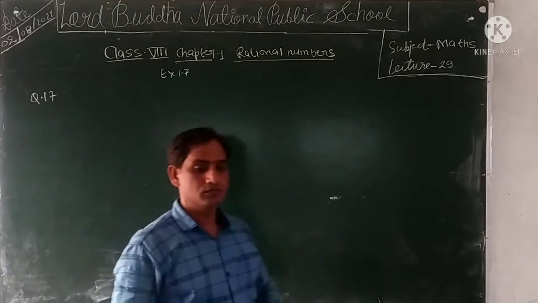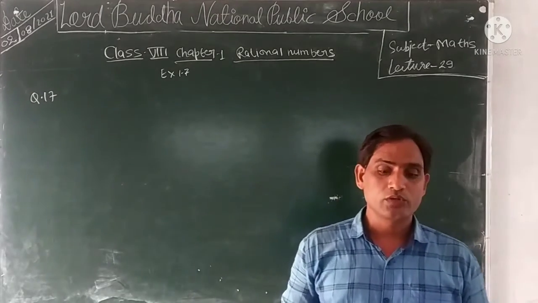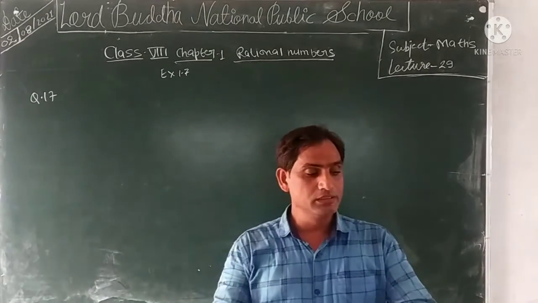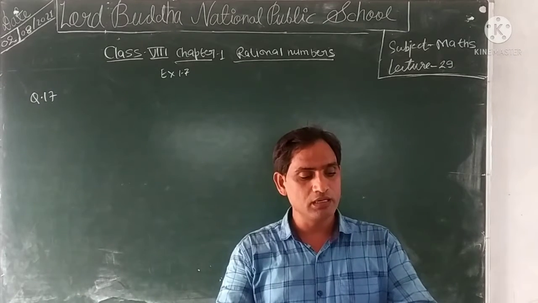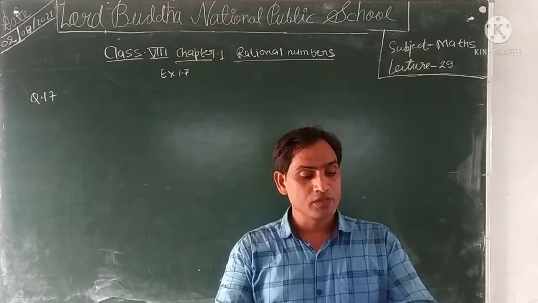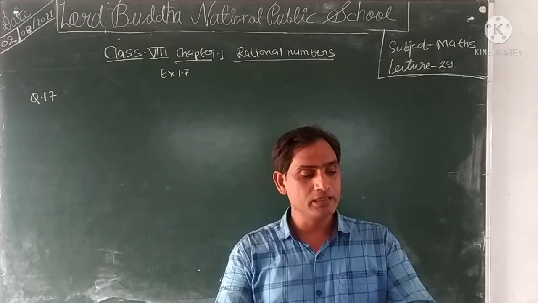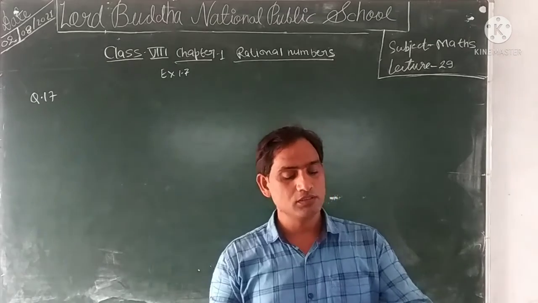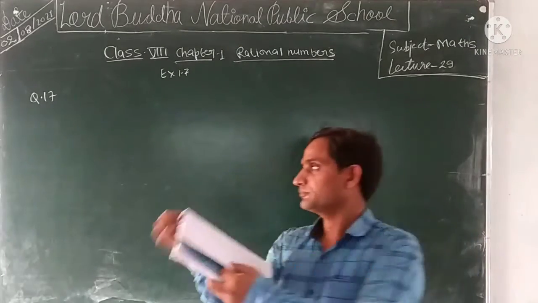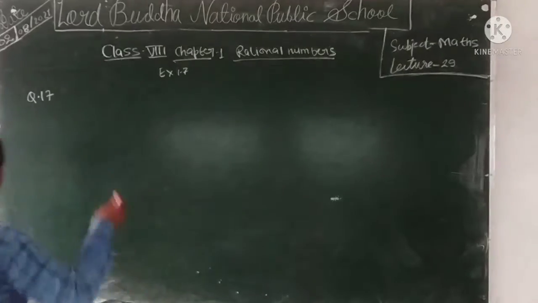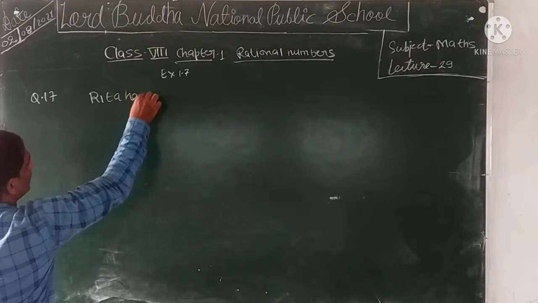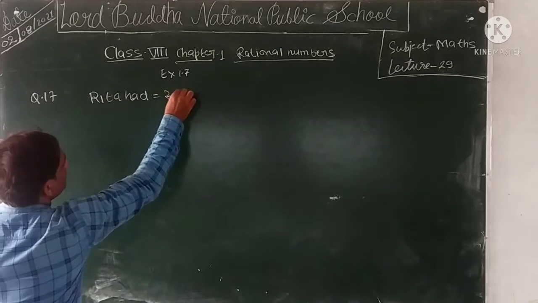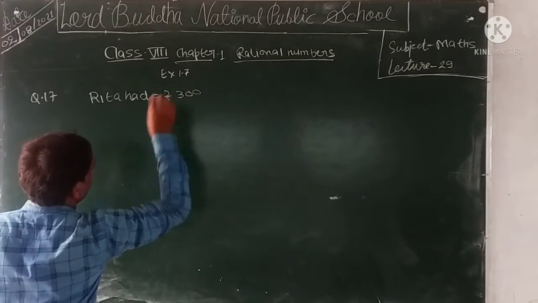Question number 17. Rita had rupees 300. She spent 1/3 of her money on notebooks and 1/4 of the remainder on stationery items. How much money is left with her? Rita had rupees 300.